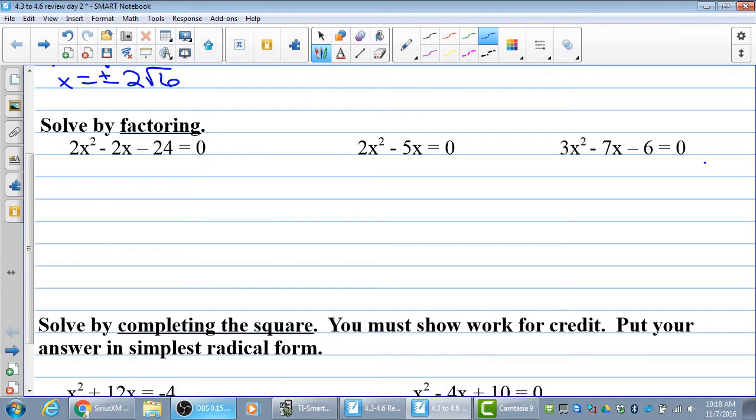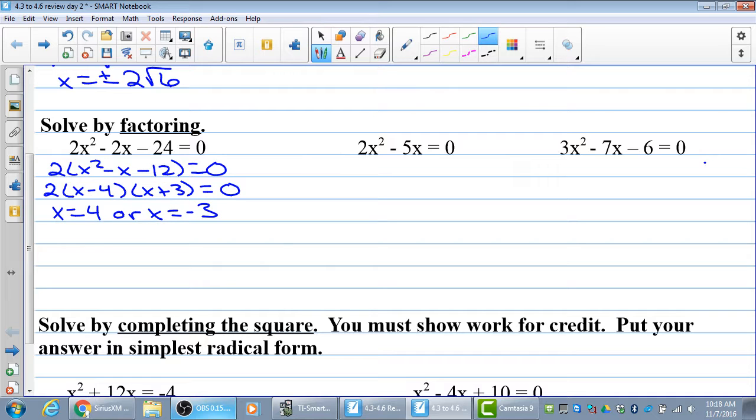First one, you can factor out a 2. Then we have to find factors of 12, factors of negative 12, and add up to negative 1, which is negative 4 and positive 3. So x equals 4, or x equals negative 3. Now, before we've seen that when we factor out a 2x, there's a 2x sitting out front. That's where your x can be 0. But you can't make 2 0, so it doesn't affect your zeros. You can't say x equals 0 on this one.